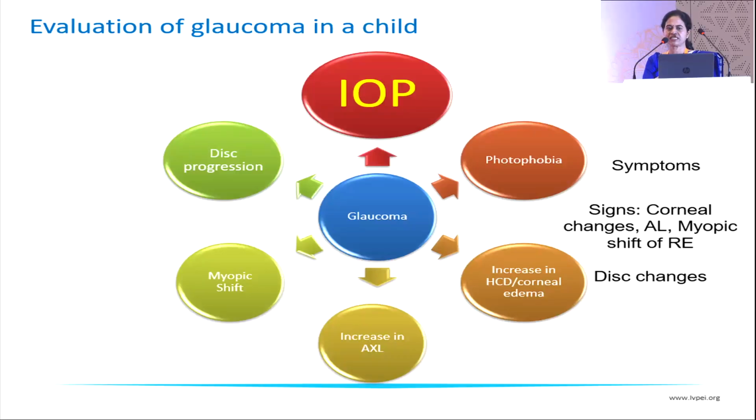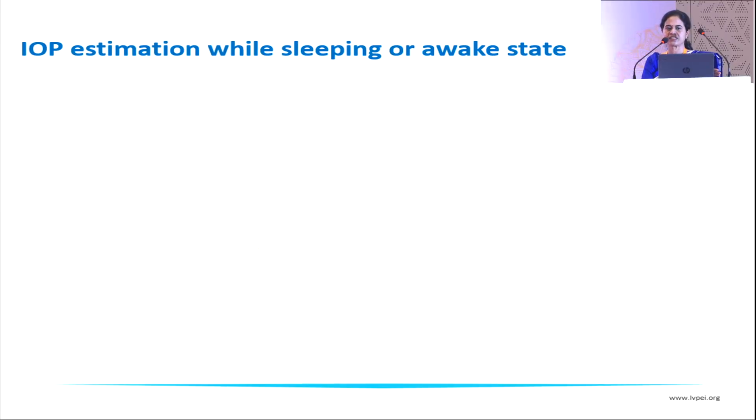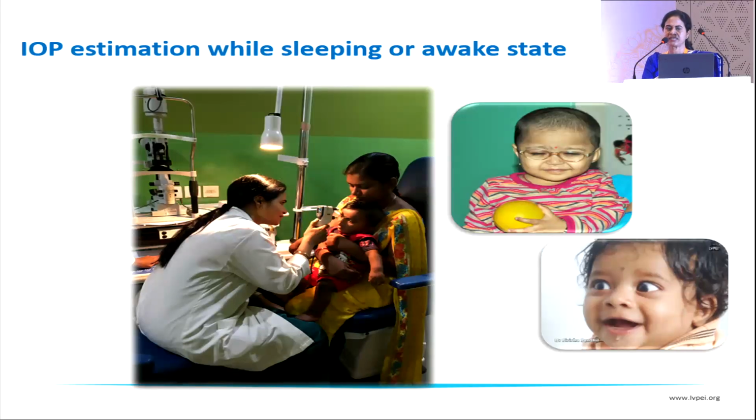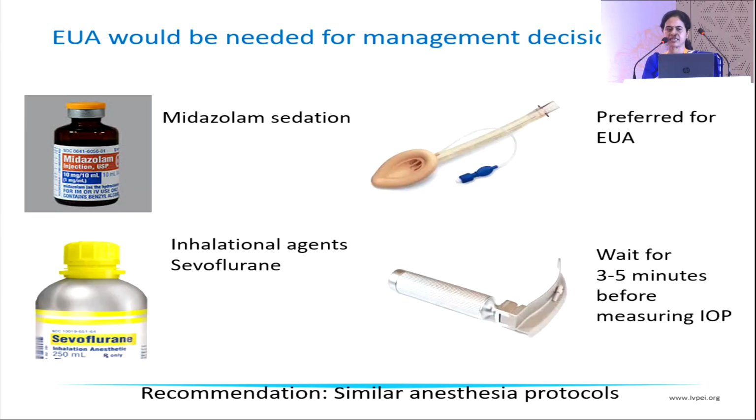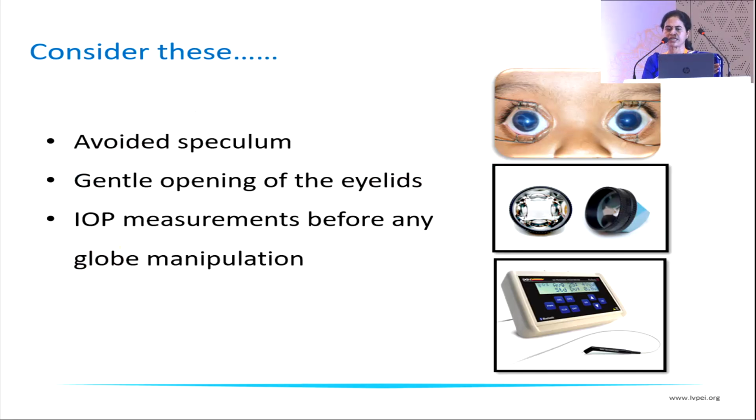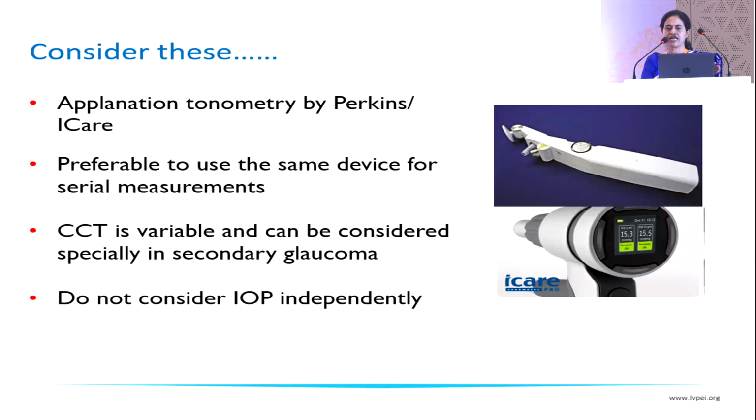So just to summarize, in the evaluation of the child, IOP is an important parameter, but you have several other factors that you need to consider before you say this IOP is elevated or high. Try and examine the IOP in a child while the child is cooperative. If not, we may need to sedate or do an examination under anesthesia. But remember that anesthesia definitely has an effect on the intraocular pressure and often underestimates the IOP. Avoid the speculum, and intraocular measurements should be done immediately after the stabilization of anesthesia. And consider the fact that whichever tonometer you're using, try and use the same tonometer over a period of time. Thank you.